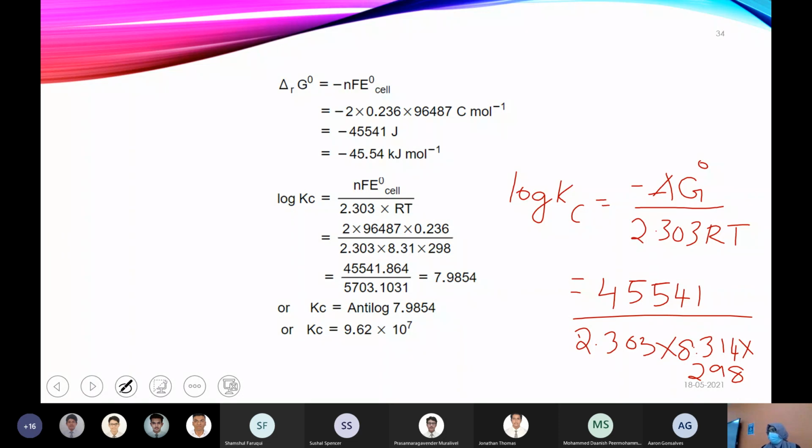Usually the anti-log value and all they give along with the question. In the last 2 years, when CBSE started giving the values, they used to give the value of log and anti-log along with the question itself. But if they didn't give, that is a question mark.